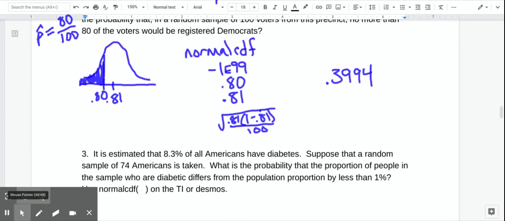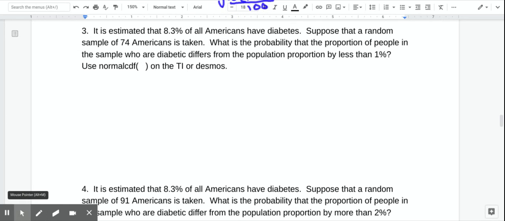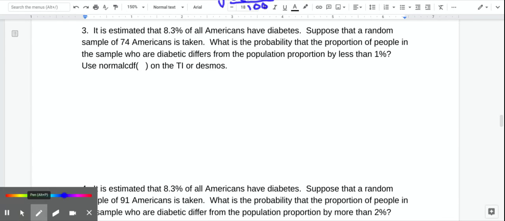All right, let's check out another example. It is estimated that 8.3% of all Americans have diabetes. Suppose that a random sample of 74 Americans is taken. What's the probability that the proportion of people in the sample who are diabetic differs from the population proportion by less than 1%? And we're going to use our calculators. Desmos does this too, but you guys all have calculators, so it'll be fine.